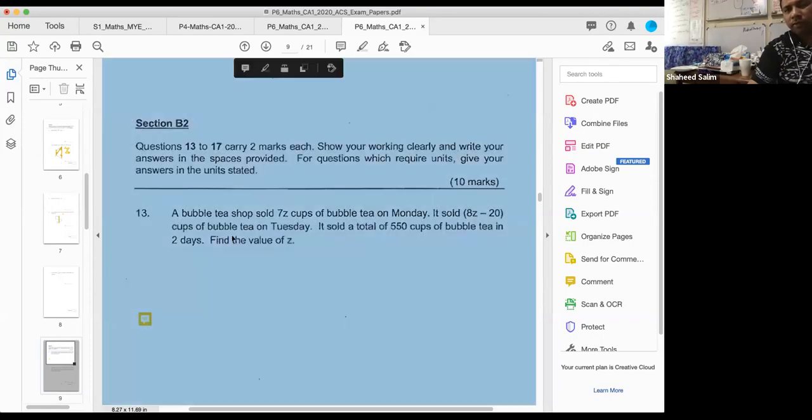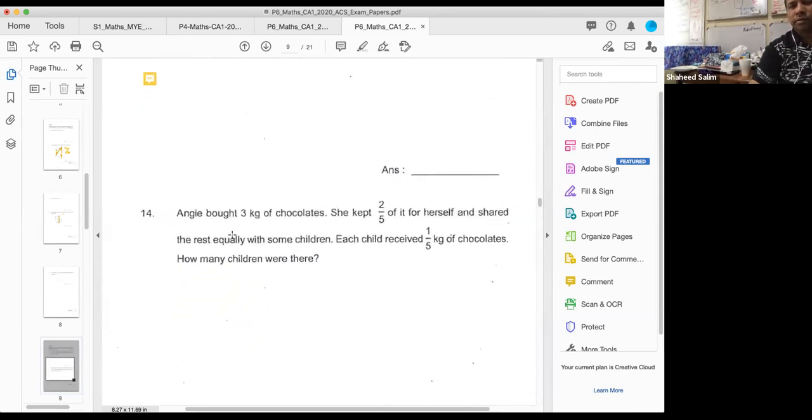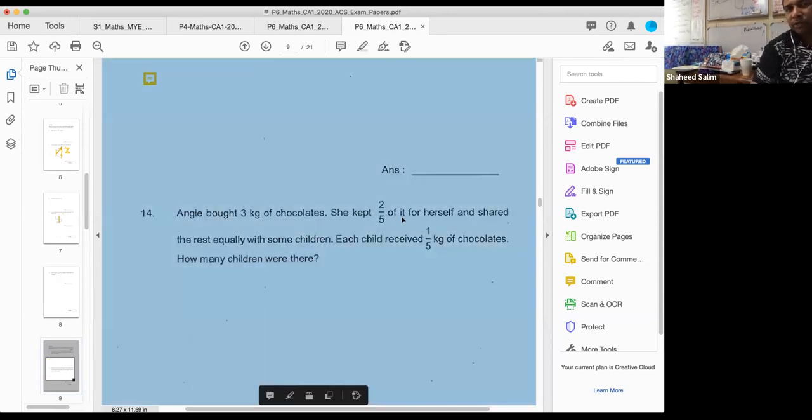Okay, we've got a few more. We try. This one. Careful, this is not the same as this. This is kg. This is of it. Of means times something. In this case, it's times 3 kg. Different. Careful, careful.